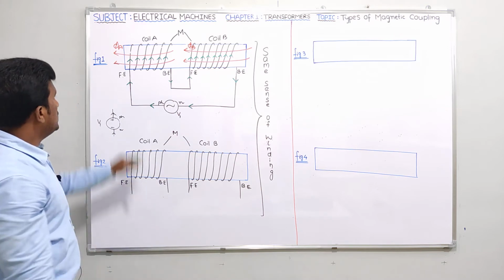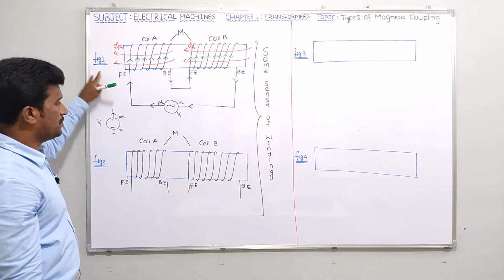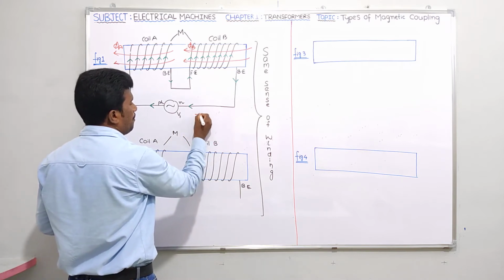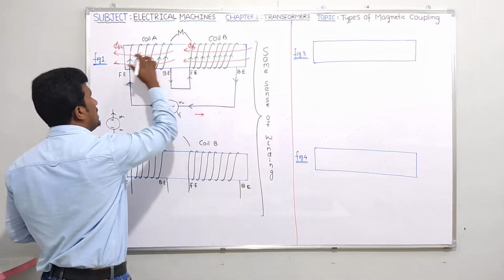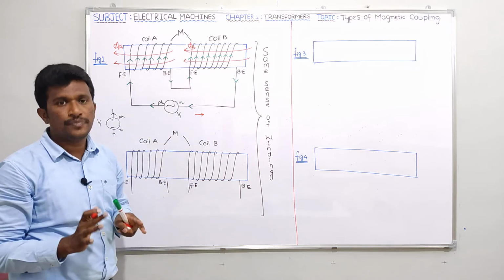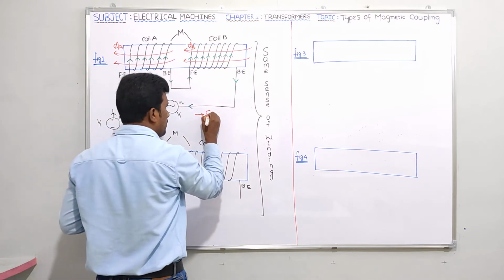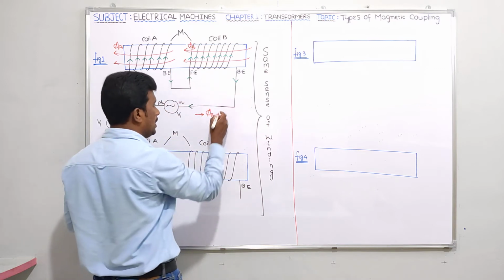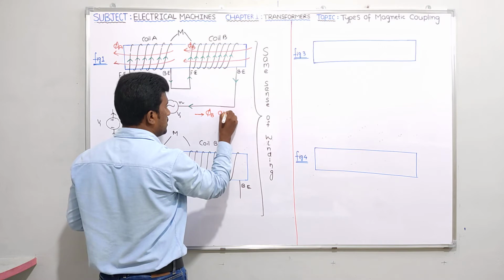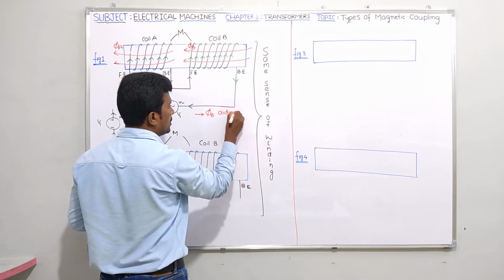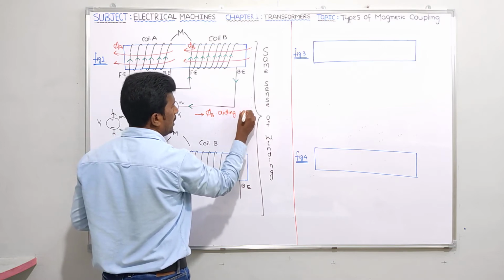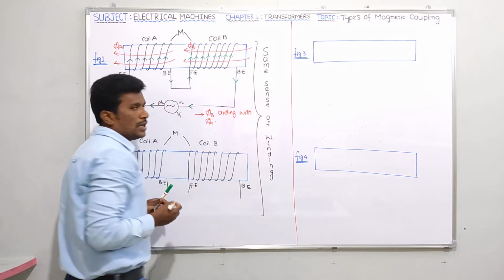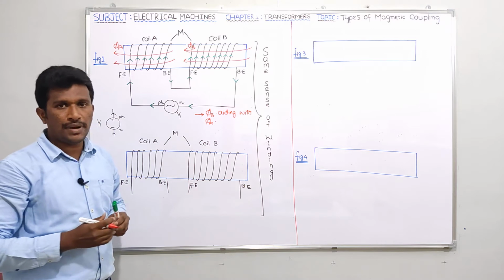Now tell me guys, in this figure number 1, is the direction of phi A and the direction of phi B the same or opposite? Same. So I can say phi B, the flux in coil B, is aiding with phi A.